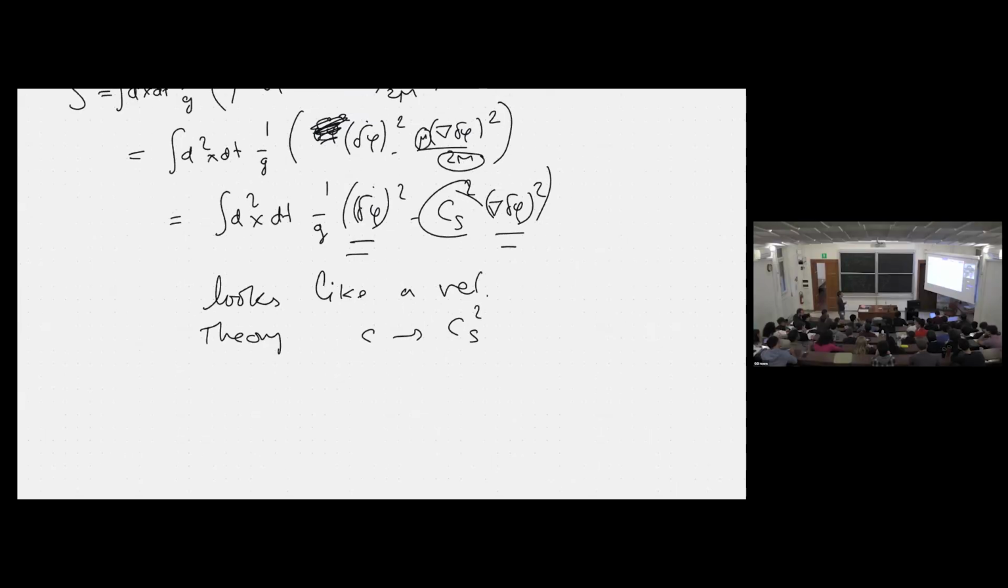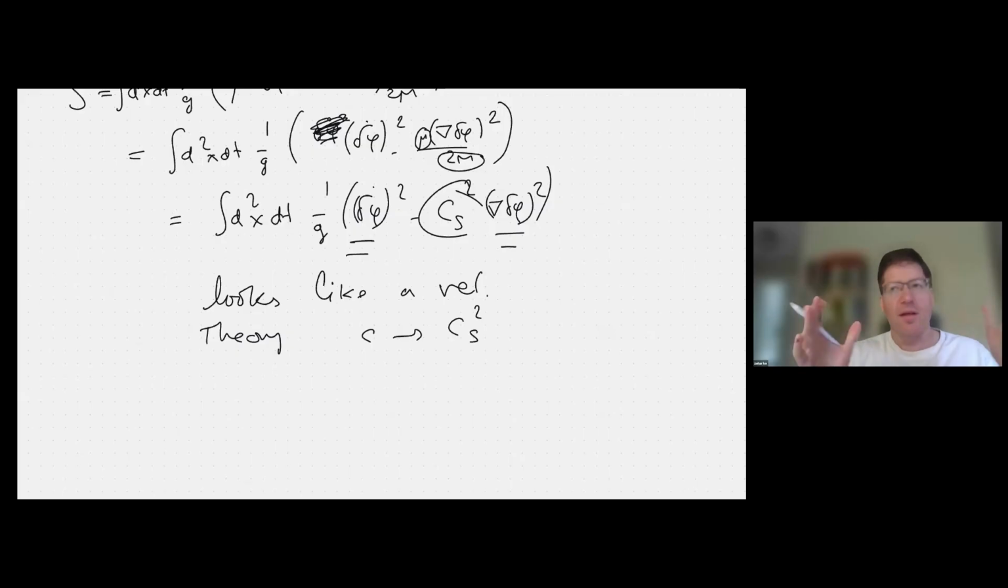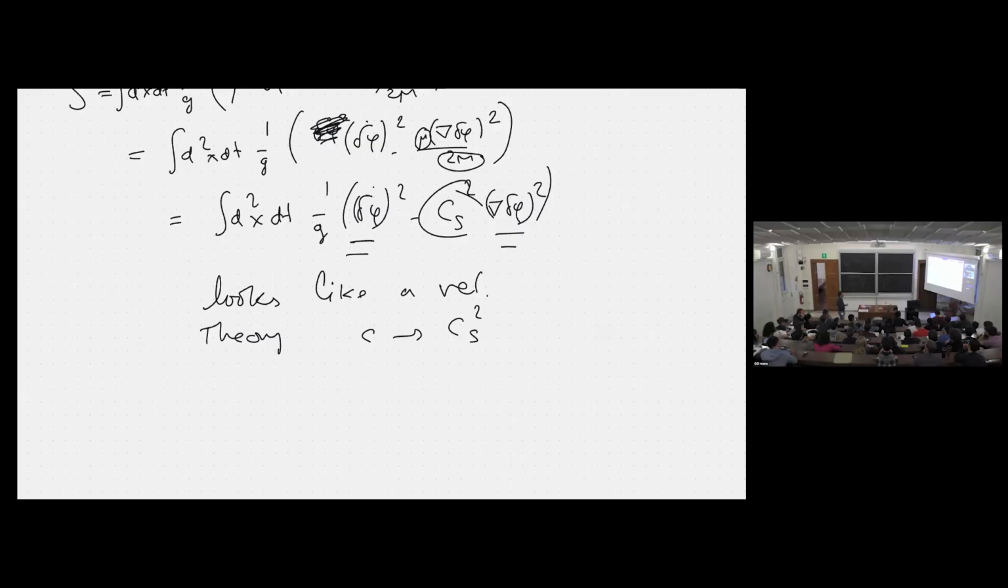Why are we throwing away the term involving mu and delta phi dot? It's a total derivative. Right? Oh, you're right. Okay. Fine. Any other questions?